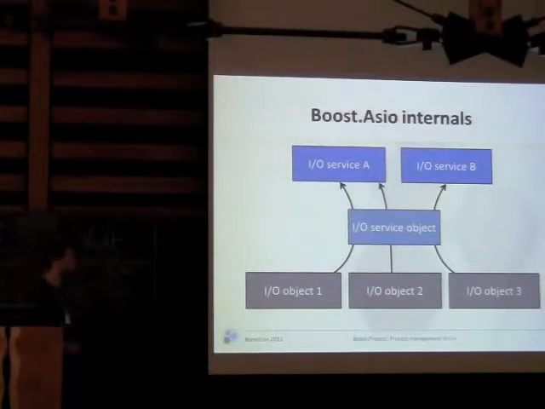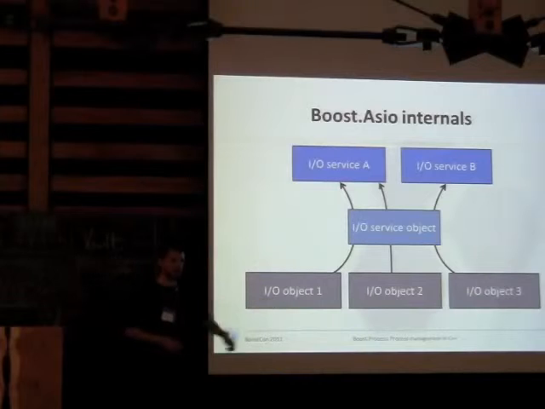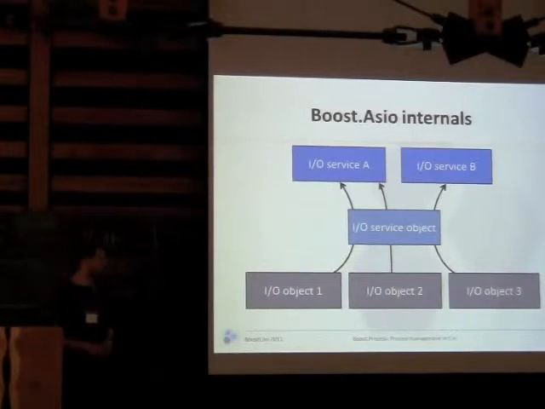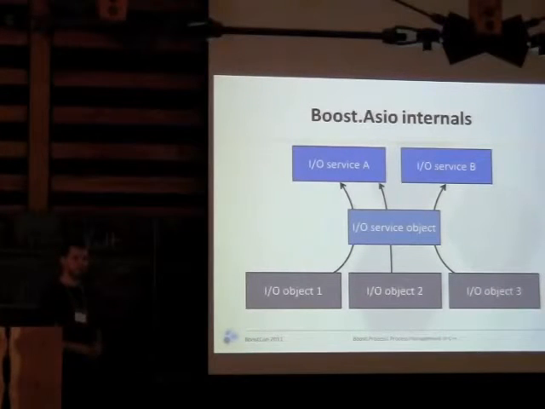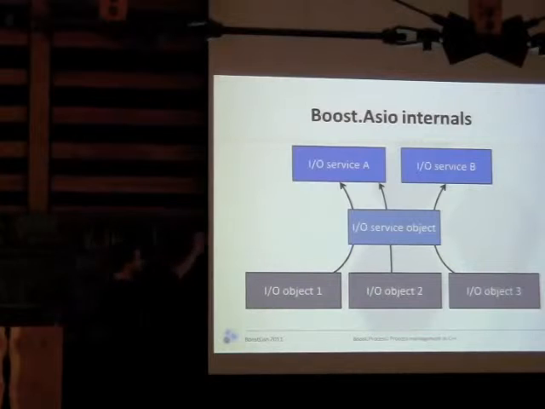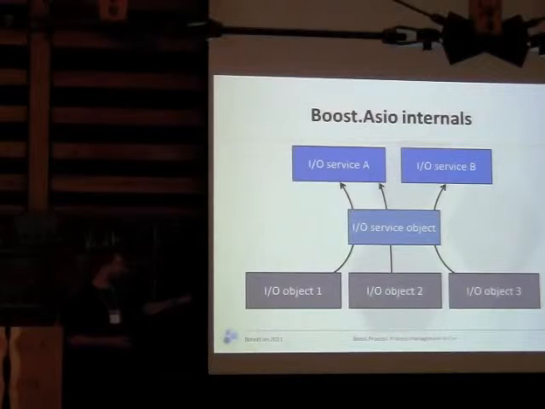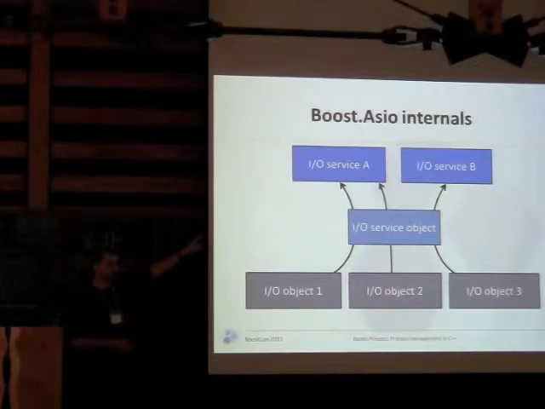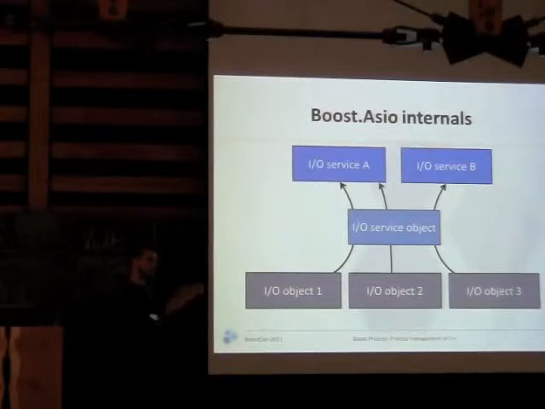So this is what is really going on here. Here we see the three concepts. Here we see our I/O objects, which we use in user code, like a deadline timer. Then we have an I/O service object in user code, which we always need because we pass it to the constructor. And somehow behind all of this in Boost.Asio, we have something else called I/O services. And the I/O objects access these I/O services through the I/O service object. You also see here that different I/O objects can share an I/O service. So it's not that there's an I/O service for each and every I/O object.